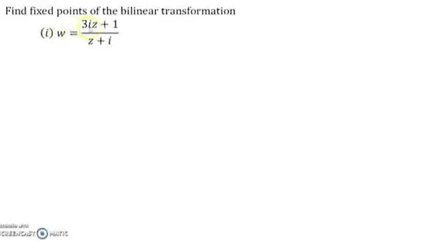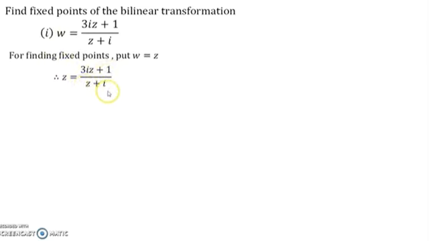Look at the problems. Find the fixed point of the bilinear transformation w equal to (3iz plus 1) by (z plus i). For finding the fixed point, for this given transformation we need to replace w with z. After replacing it, we get z equal to (3iz plus 1) by (z plus i). Next, we multiply the left-hand side by (z plus i). We get z into (z plus i) equal to 3iz plus 1. Next, we are going to solve this quadratic equation.